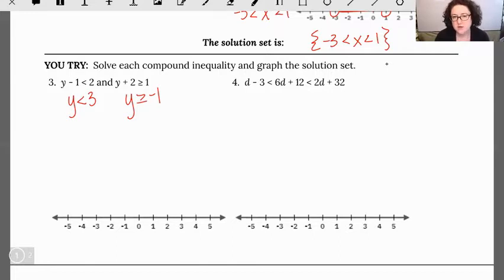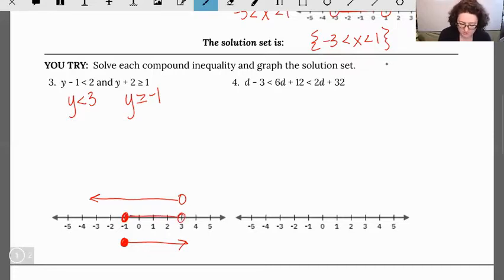So here's another trick. I didn't give you 3 graphs to use on this one. So what I like to do is maybe draw one above, one below, and then the answer I can put on the number line. So one is y is less than 3. I've got an open circle going to the left. So then I have y is greater than or equal to -1, which will be a closed circle going to the right. So that means my final solution goes from the closed circle to the open circle and everything in between.